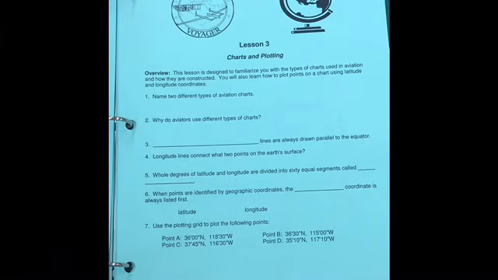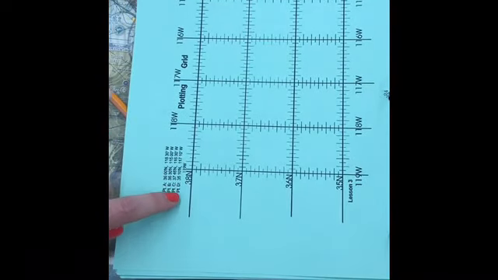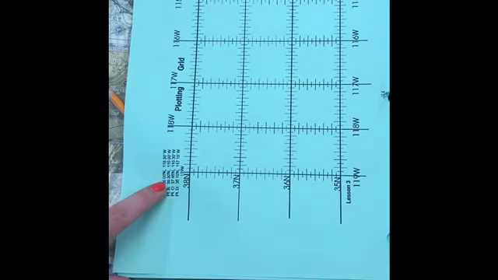Next is, use the plotting grid to plot the following points. So it's going to give you 4 points here, and then on the opposite side, it's going to give you your plot, and it actually lists those points here so you don't have to keep flipping back and forth. So go ahead and fill in this plotting chart, and then after that you're going to complete the boldface. And just a reminder, the boldface is what is in bold. You are going to rewrite it and make sure it is spelled correctly and there's the right number of spaces and punctuation. And then that concludes lesson 3.